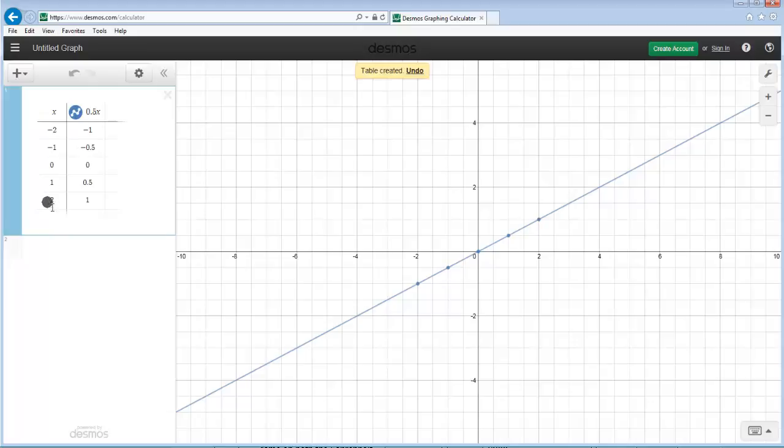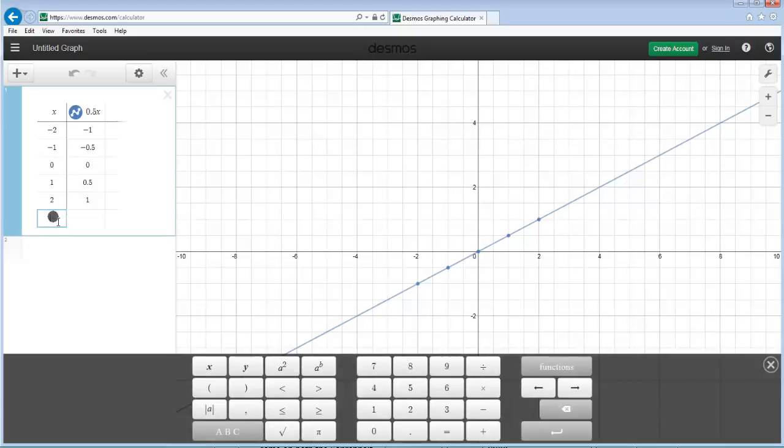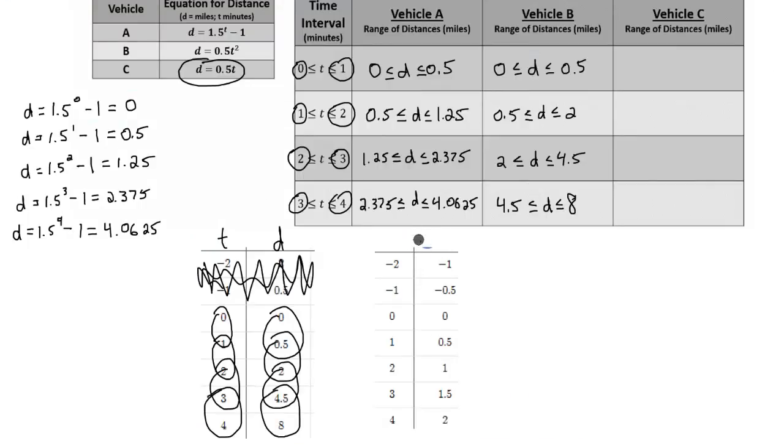And then remember, we want all my input values to be from 0 to 4. So I have 0, 1, 2. I'm going to click right here to get 3 and hit enter. And then I'll click 4 and enter. And then we have what we need. So I'm going to go ahead and label this, instead of being X, I'm going to label it T, and I'm going to label this right column D. This will be minutes, and then this column will be miles, just like what we had over here. And then I'm going to also cross out -2 and -1 for my minutes because we don't want any negative minutes. And let's go ahead and fill in this column for vehicle C.